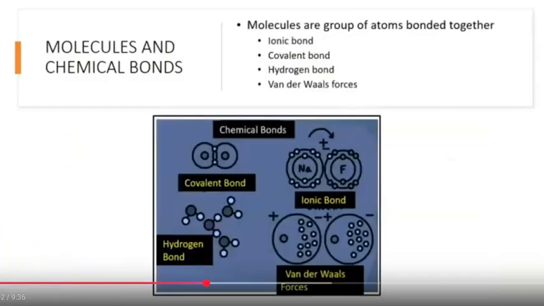In addition to the ionic bond, you also have other bonds, which are going to be the covalent bond, hydrogen bond, and van der Waals forces.